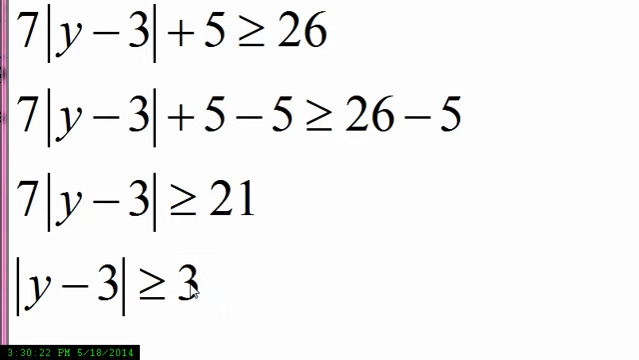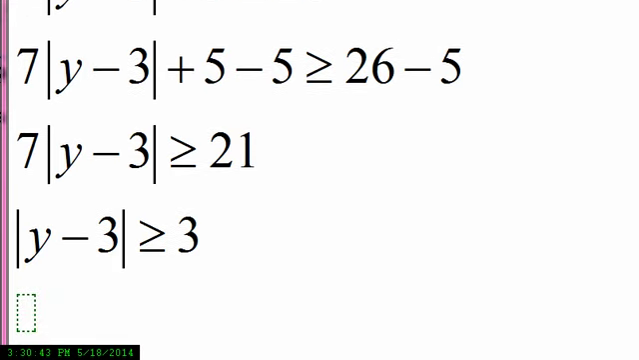And then once we have it in this form, we can rewrite the expression anytime we have an absolute value greater than or equal to 3, which is a positive number. Similarly, we can rewrite it if we have absolute value of y minus 3 less than or equal to a positive number. So this is how this inequality can be written as two separate inequalities.